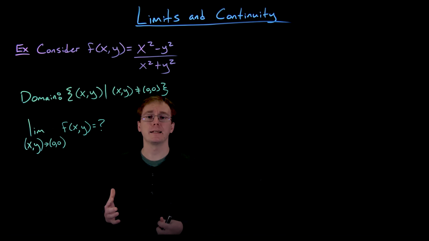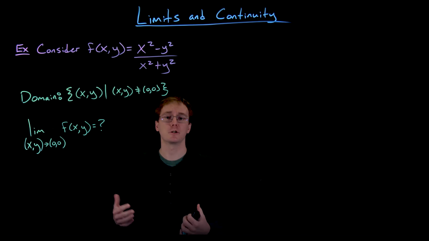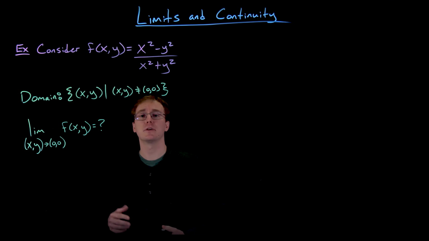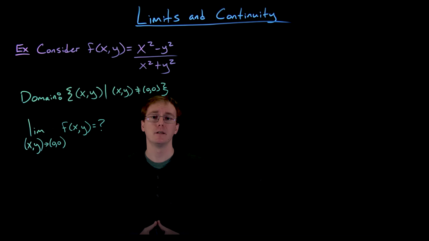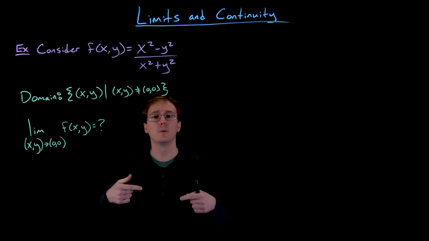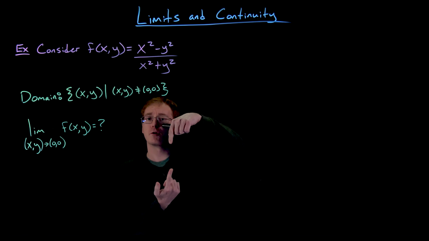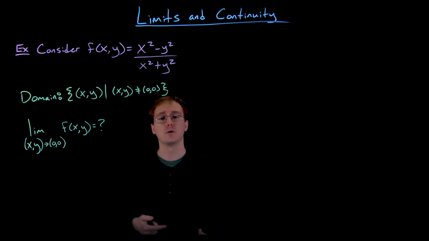What really complicates the situation for limits of functions of two or more variables is that there are now more than just two directions from which we could approach the point of interest. Instead of just approaching 0, 0 from the left or from the right, we could also approach it from above or from below, or from any angle really.